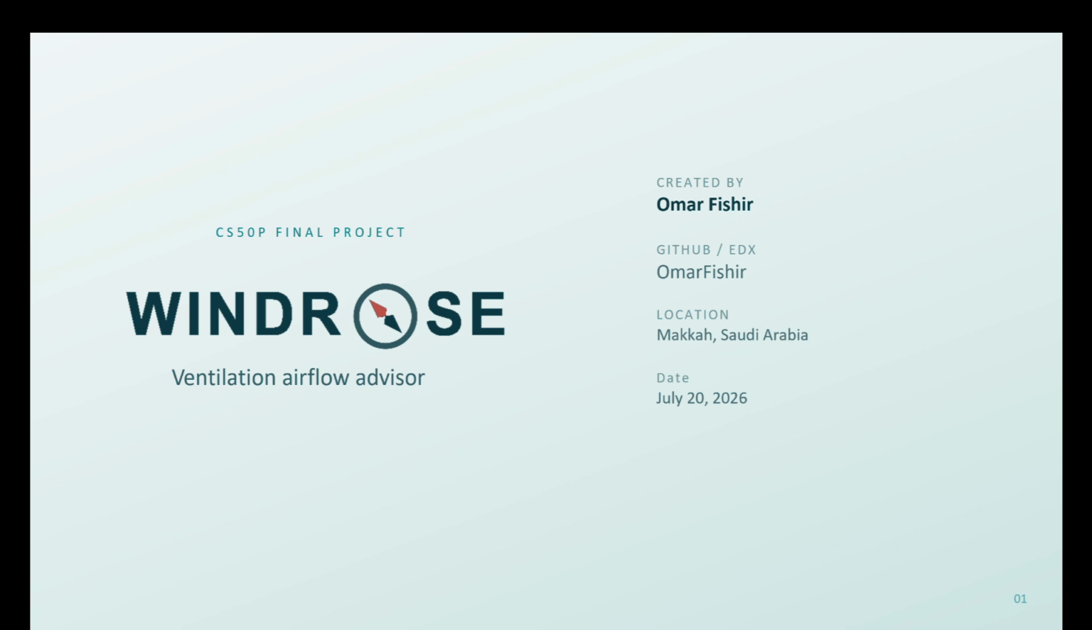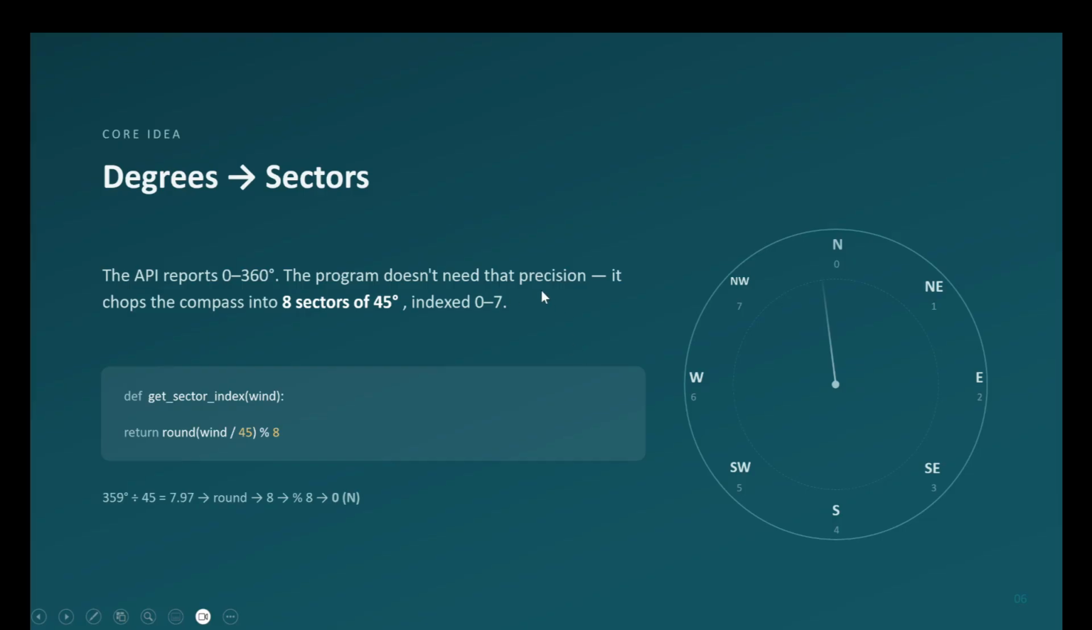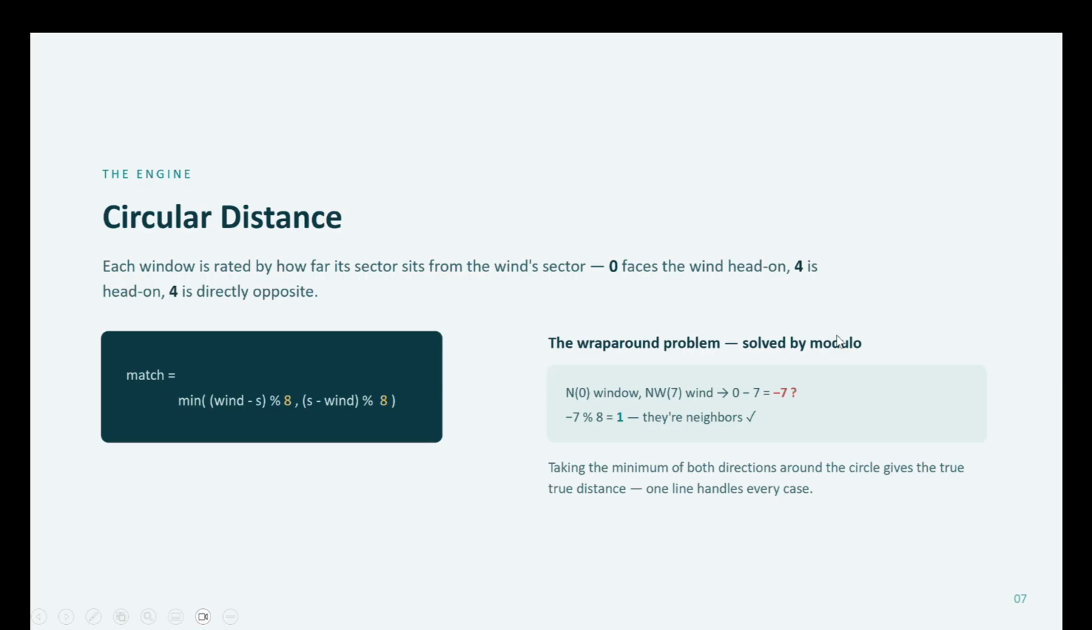What Windrose does is it gives advice to the user on which windows to open in their homes to achieve the most optimum airflow ventilation based on the current winds. The core idea is to change degrees into sectors. We can convert them into 8 different sectors of 45 degrees each to represent a cardinal direction.